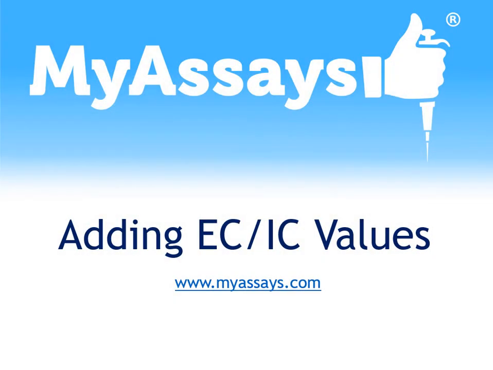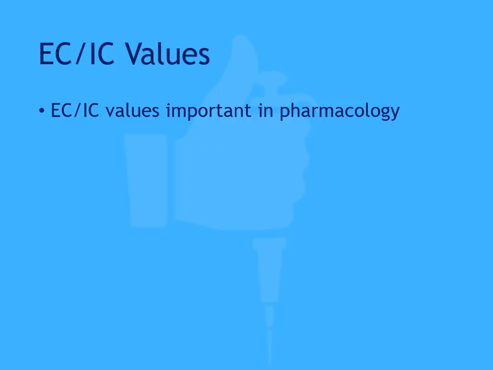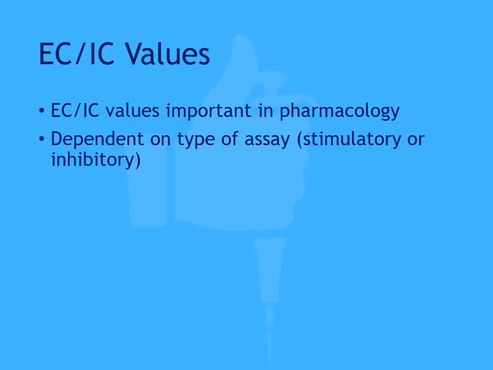In this video, I'll demonstrate how to add custom EC or IC values to your assay. EC and IC values are useful in many different assays, specifically in pharmacology. Whether you're calculating the EC or IC values will be dependent upon the type of assay. For example, you might calculate the EC50 value for a stimulatory assay or the IC50 value for an inhibitory assay.